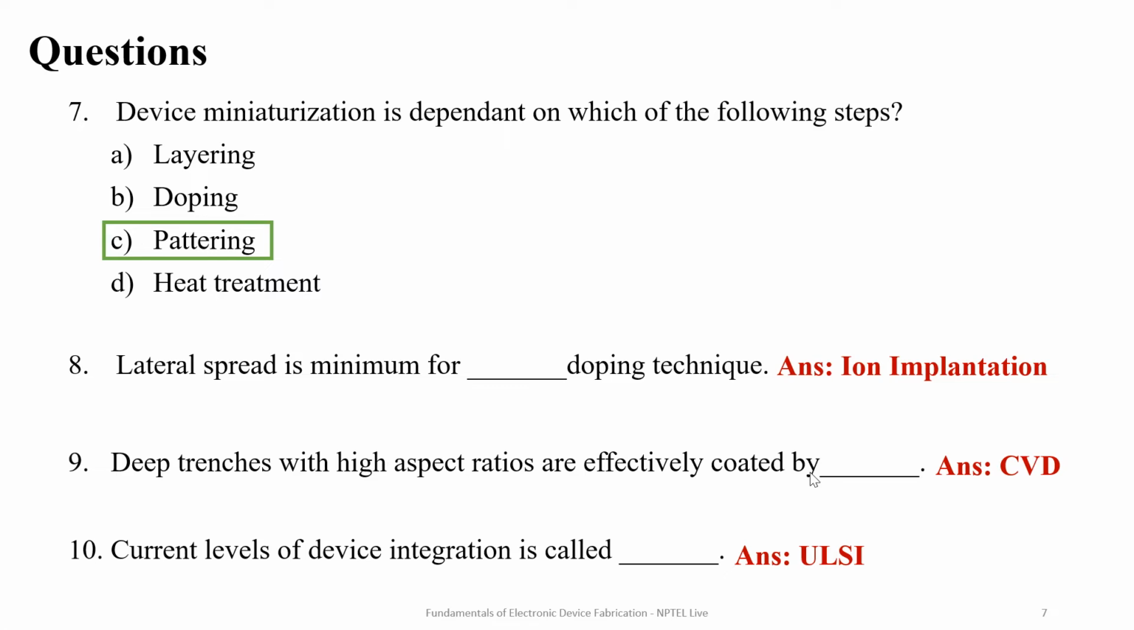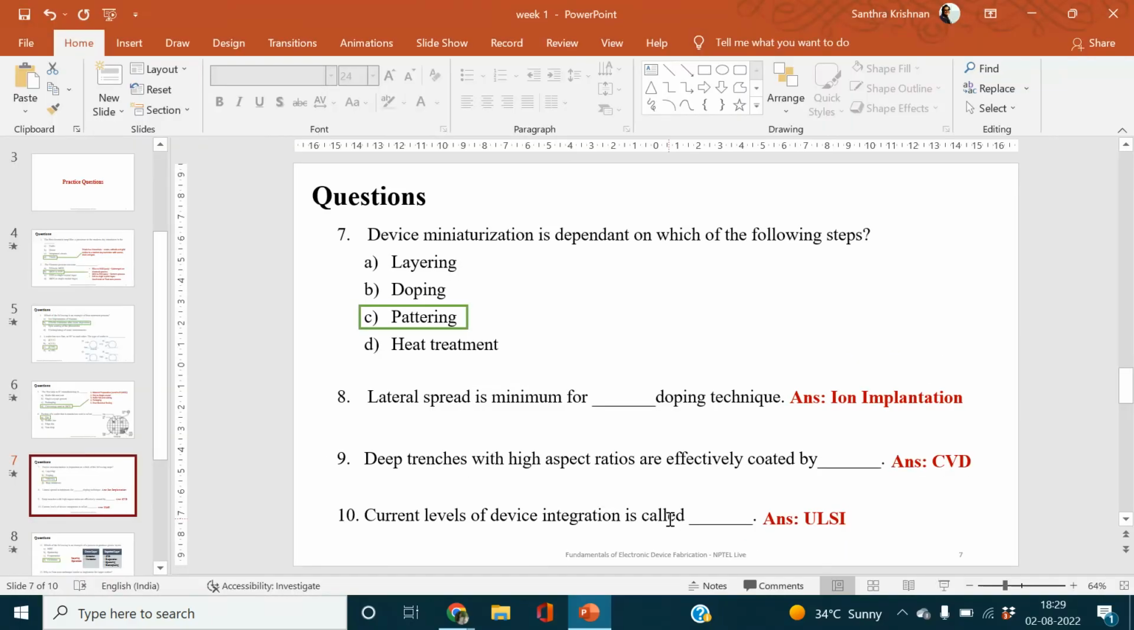Yeah. So in small scale integration, there will be tens per chip. In medium, there will be thousands per chip. Large scale means it will be in the range of 10 power 5. Very large, 10 power 5 to 10 power 6. And ultra large scale means that there will be more than 10 power 6 components per chip.